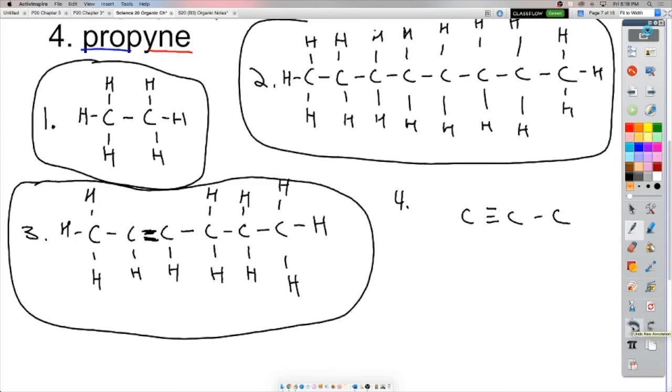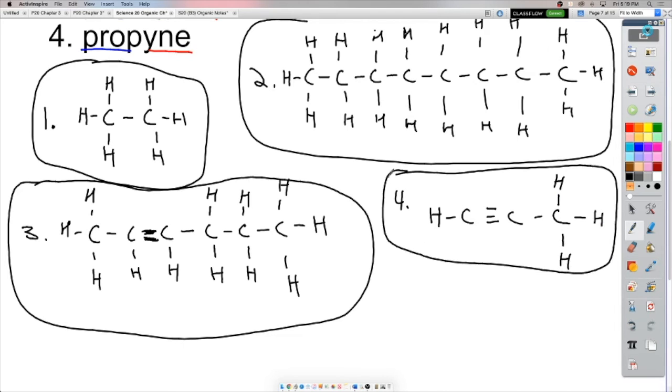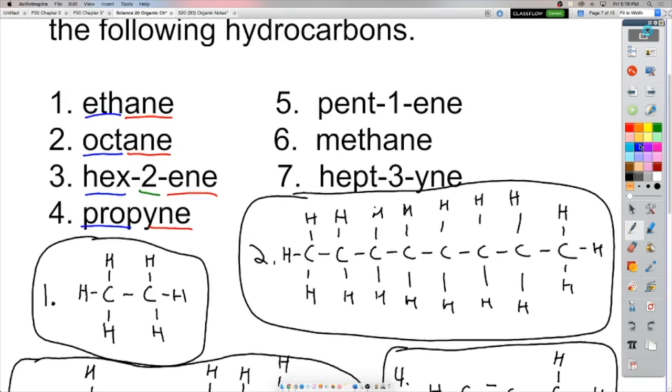Okay, so back to doing this one. Have we talked about the prop? Check. 3 carbons. Have we talked about the yne? Check. Triple bond. What's left to do? Make everybody happy with some hydrogens. So 3 bonds, 1 more hydrogen to make 4. This carbon has 1, 2, 3, 4 already. It doesn't need another hydrogen, but this carbon only has 1, so it needs 2, 3, 4. There we go. Propyne.